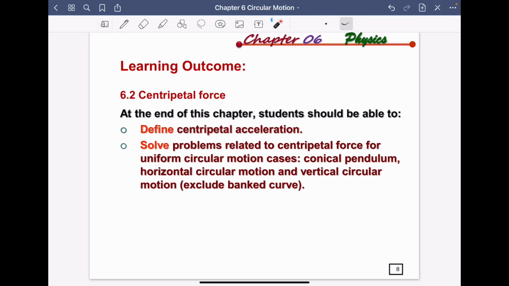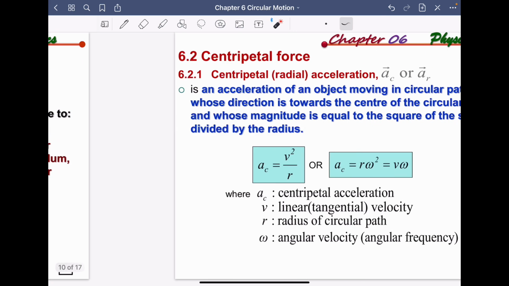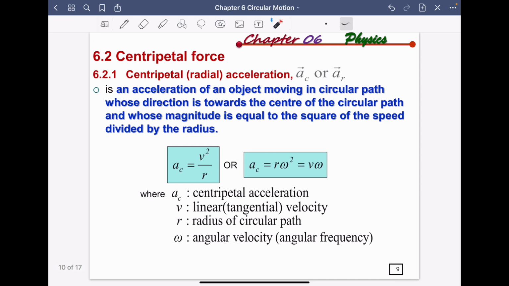Okay, now we continue about 6.2, which is Centripetal Force. At the end of this subtopic, students should be able to define Centripetal Acceleration and then solve problems related to Centripetal Force for uniform circular motion cases, which are conical pendulum, horizontal circular motion, and vertical circular motion. Exclude banked curve. So, what is centripetal force?